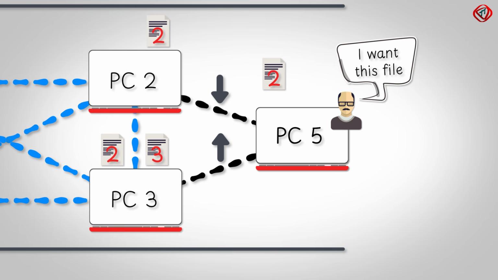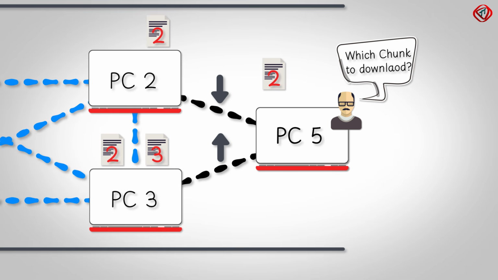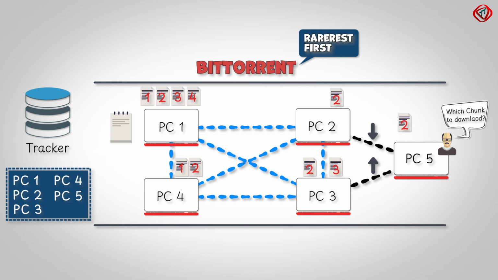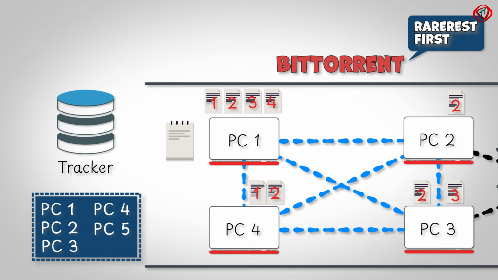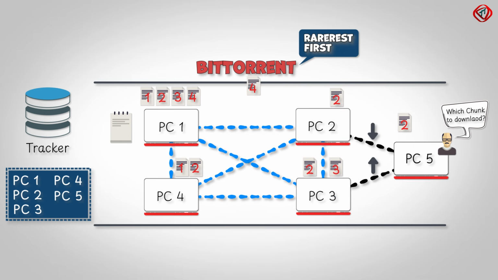The first decision is, which chunks should he download first? BitTorrent uses a smart strategy called Rarest first. This means Rav finds the chunk that the fewest people have and downloads that first. Why? Because it prevents rare chunks from disappearing and keeps all chunks available in the network.